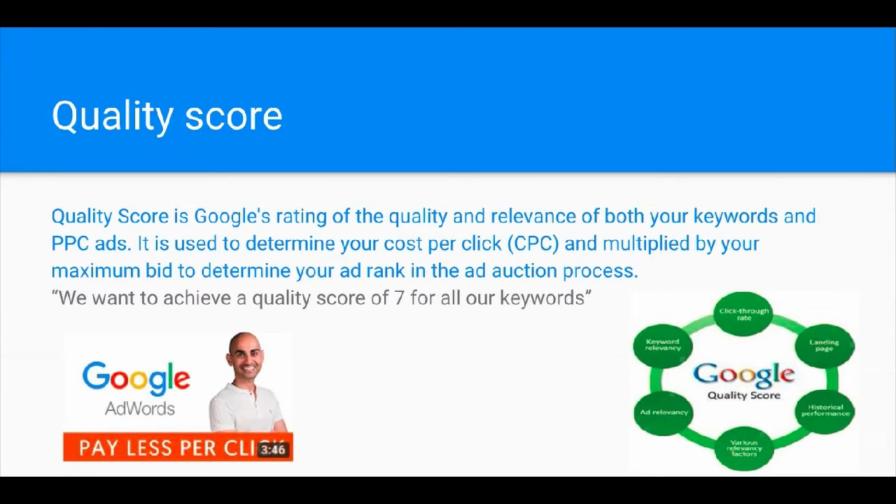When you make your campaign live, you're going to get a good quality score for your PPC keywords. A quality score is Google's rating of the quality and relevance of both your keywords and PPC ads. It is used to determine your cost per click, CPC, and is multiplied by your maximum bid to determine your ad rank in the ad auction process.